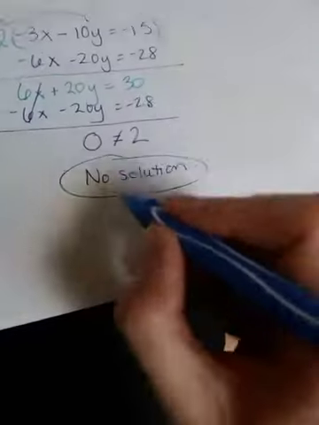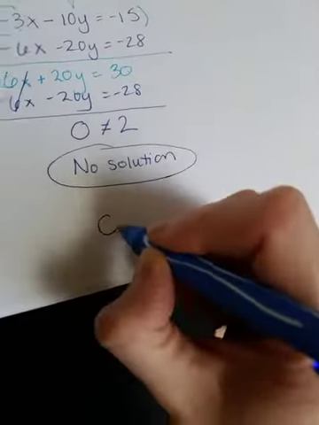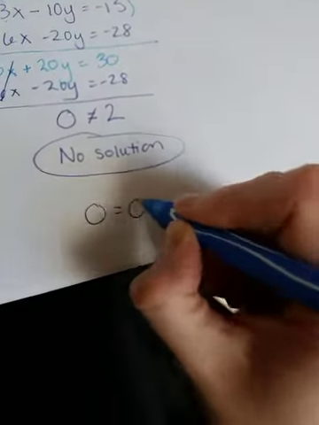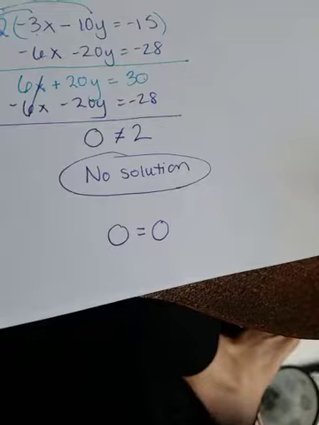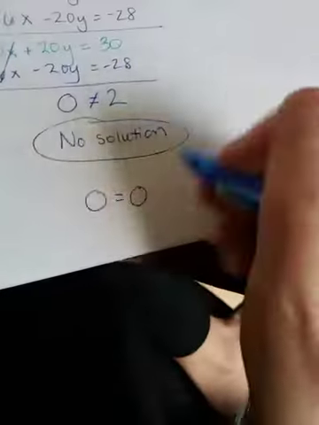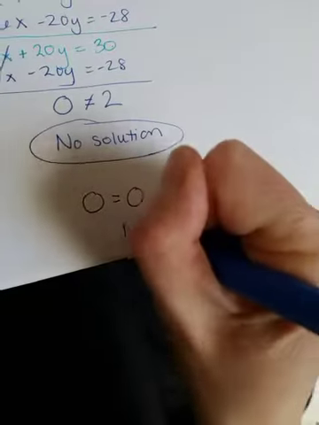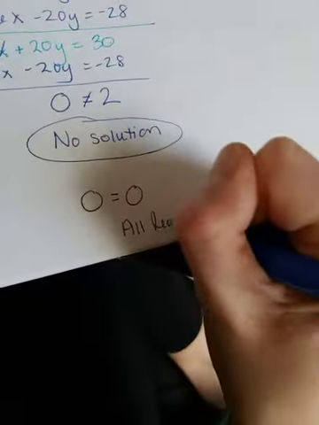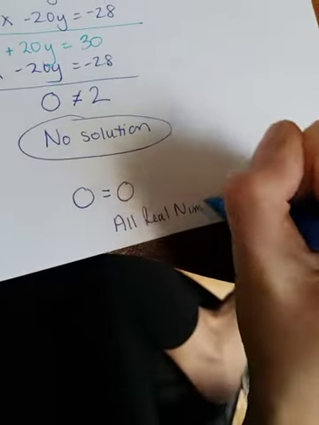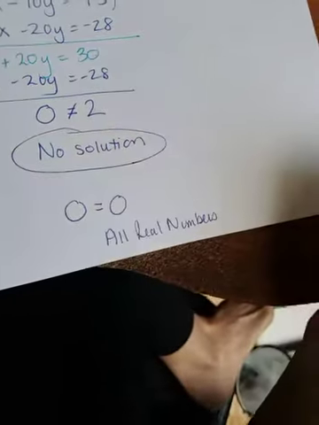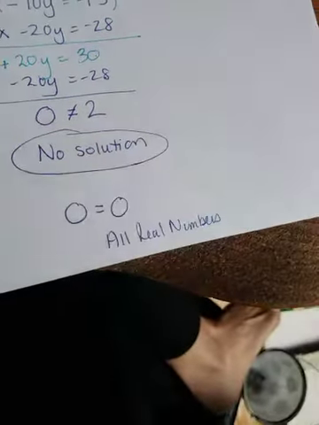As a side note, if you did this out and say you got like 0 equals 0, is that true? Yes. So for a true statement, remember we say all real numbers. And what does that mean the graph will look like? That means it would be the same line.